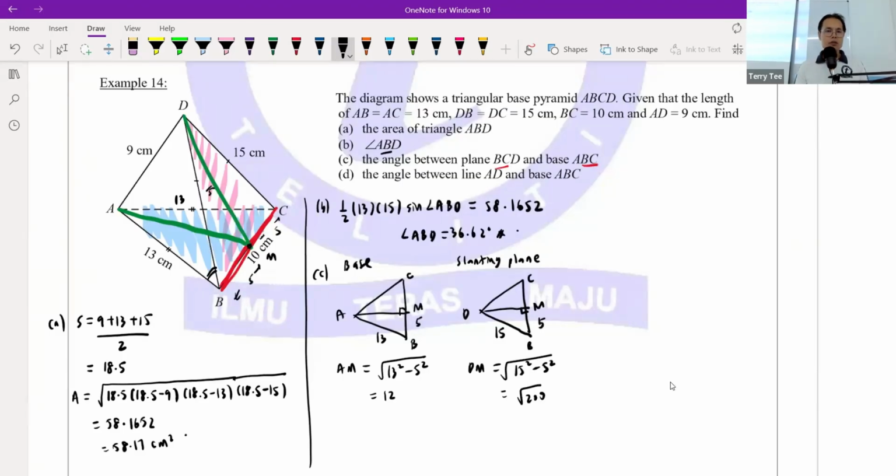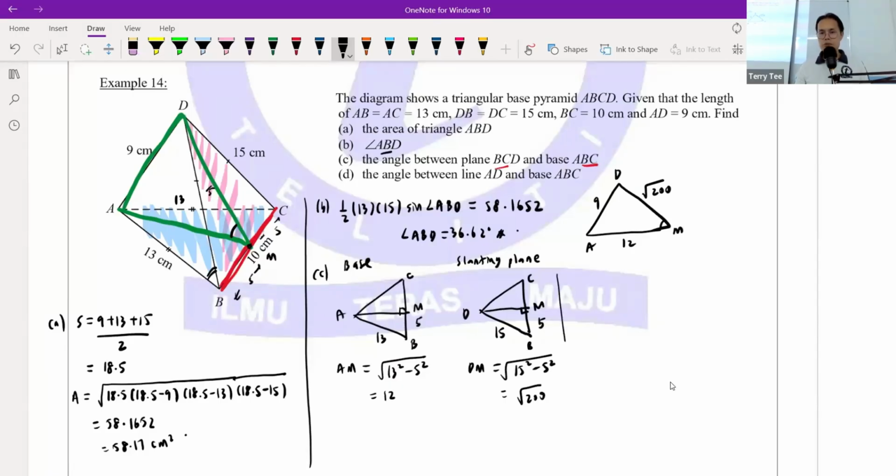Okay, once I got all this, what we want is this triangle ADM. Let me redraw triangle ADM. So it's over here, right? This is A, this is D, this is M, this is 9. AM is 12, DM is square root 200. What I want is this angle, because the angle between the both planes should be this angle AMD.